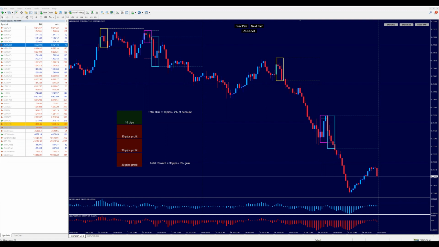So, what TAP stands for is time and place. The entire strategy has been built upon research on which pair moves at what time. So these boxes that you keep seeing here are there because we know based on research that these pairs are going to be most volatile during these time frames here.